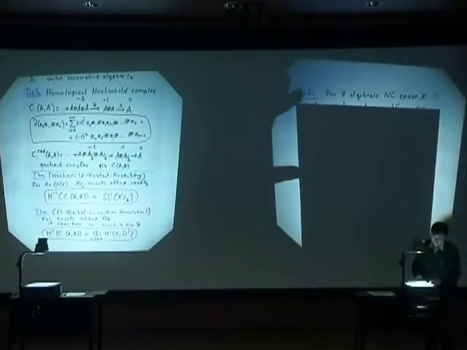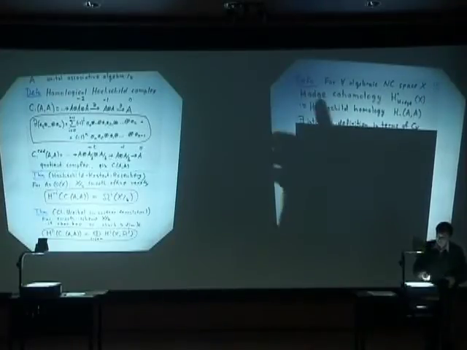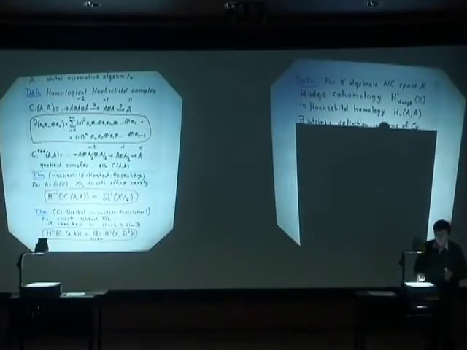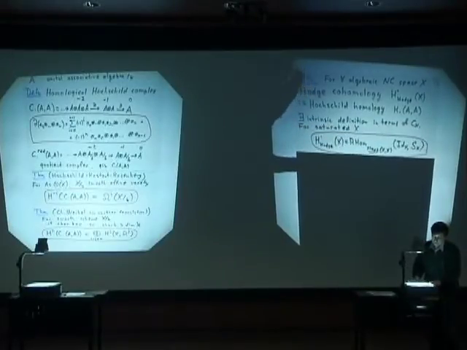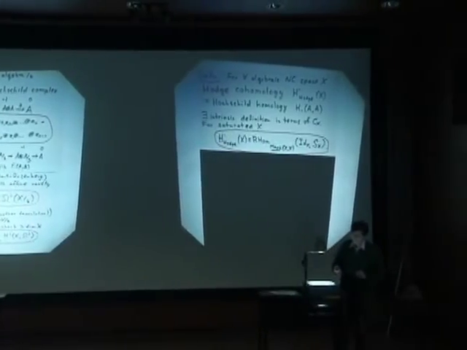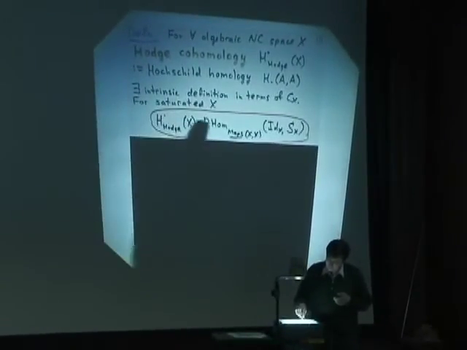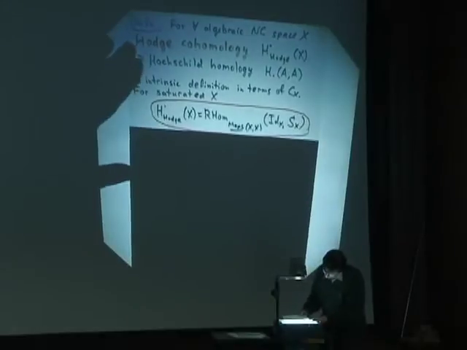Yeah, so it means that we can collapse and define for a non-commutative space Hodge cohomology as Hochschild homology of the algebra, like it looks for usual schemes. And there is some intrinsic definition in terms of the category of this Hodge cohomology of a space, and for a saturated space, it's the same as maps, Hom in the category of endofunctors, from the identity functor to the Serre functor, which I introduced some time ago.